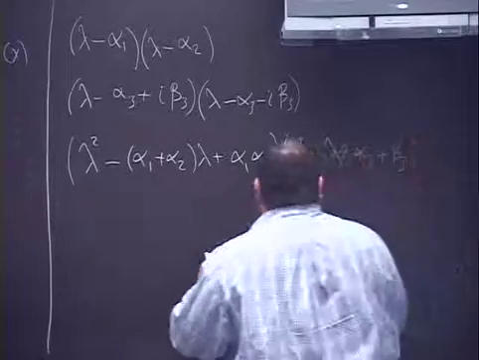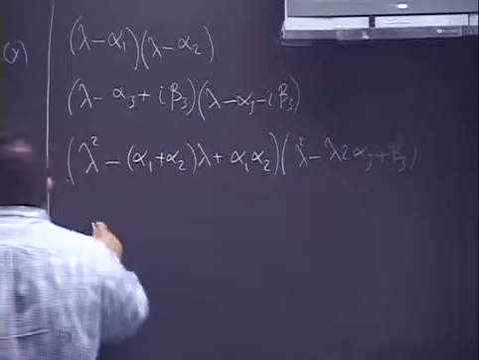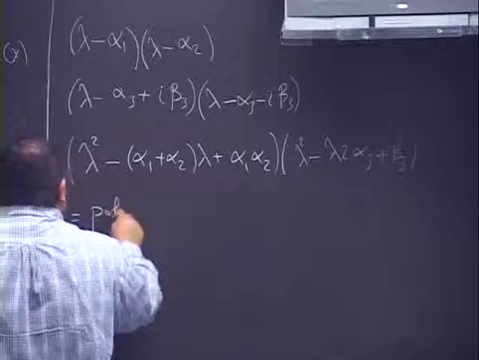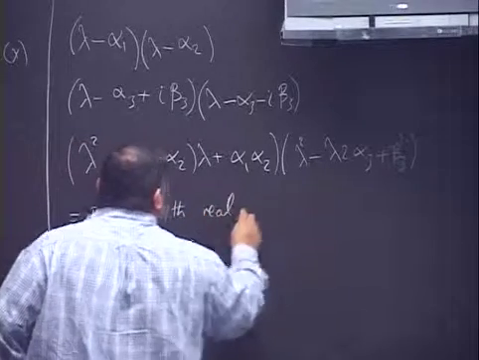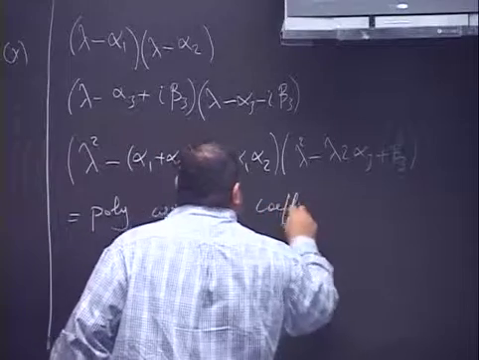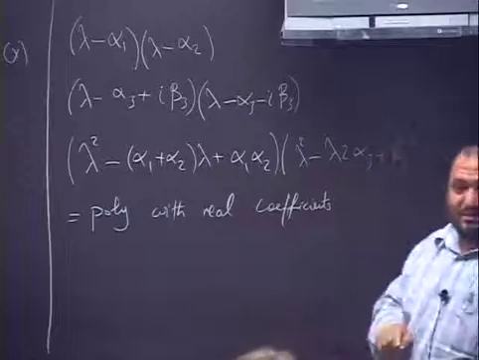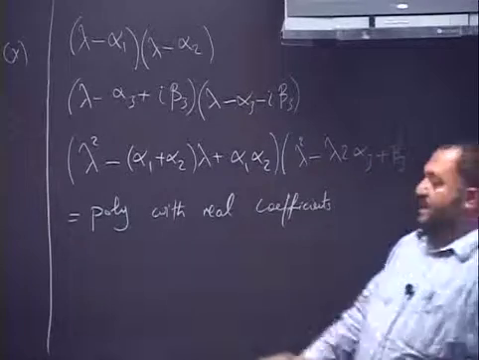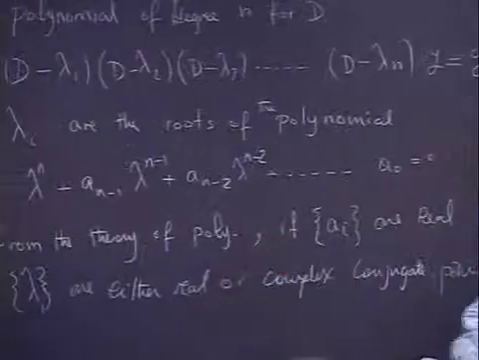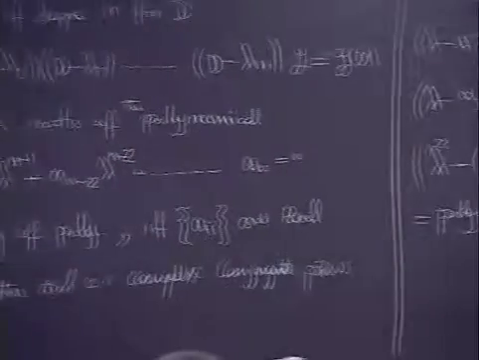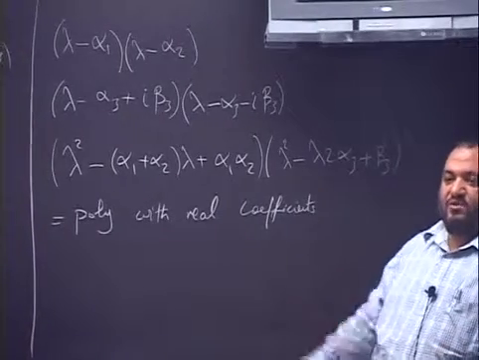beta 3 squared. So you will notice that you will end up with a polynomial with real coefficients. Okay, guys, so this is just to show you that if you have a polynomial of real coefficients, you might get real roots or complex conjugate pairs of roots.